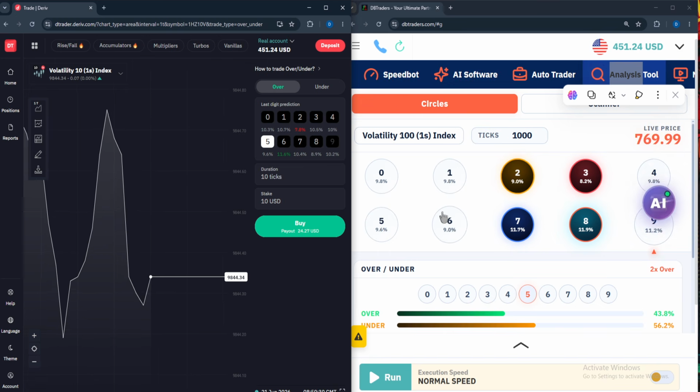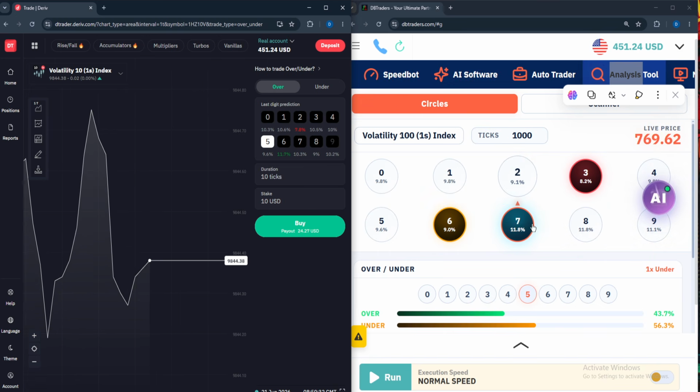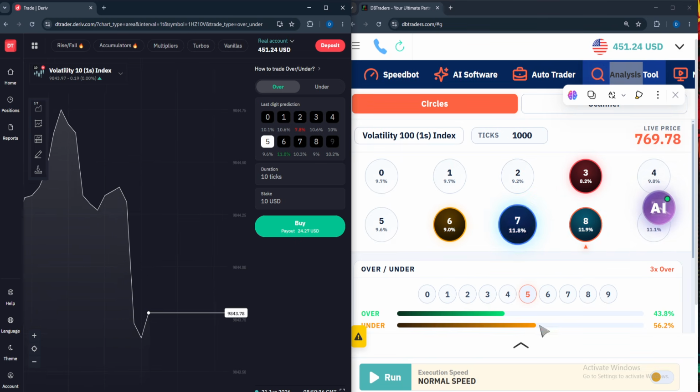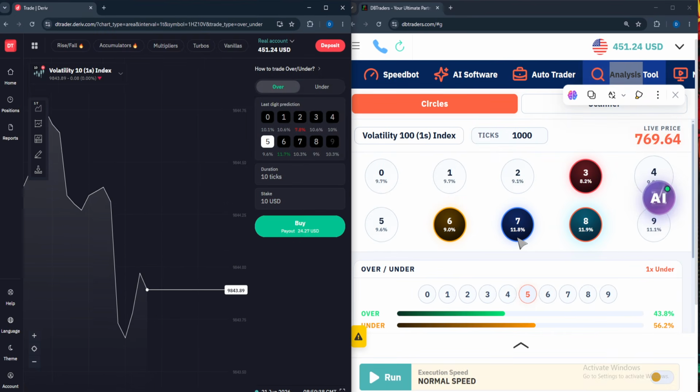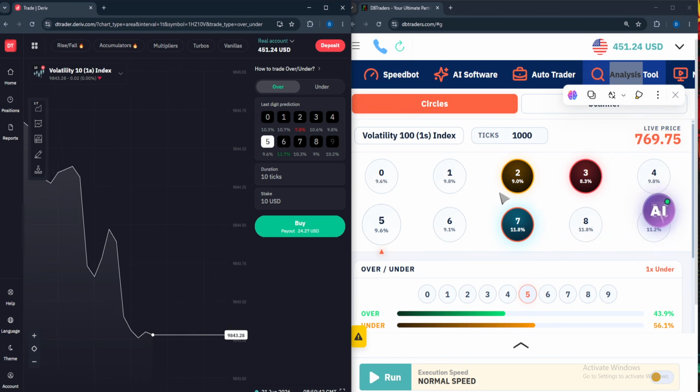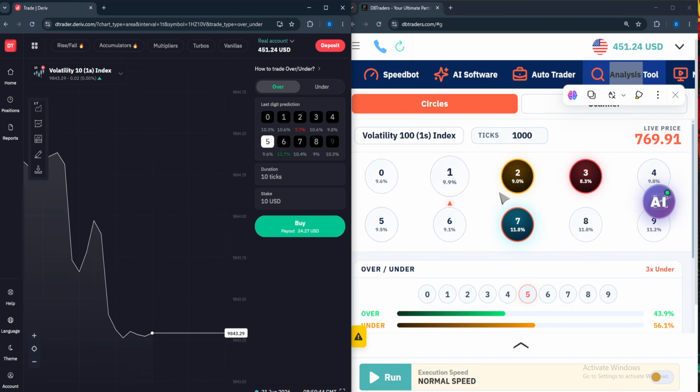Now you come to DBTraders. The good thing about DBTraders is that you have the digit circles, you have this last digit, and you also have this analysis tool here. But remember, only do your trades on the official platform, and use this platform to access the analysis tool. The site is called DBTraders.com.